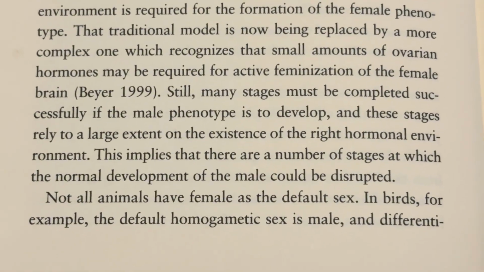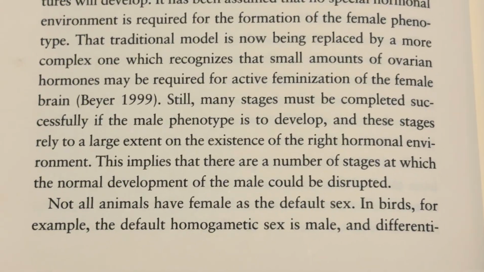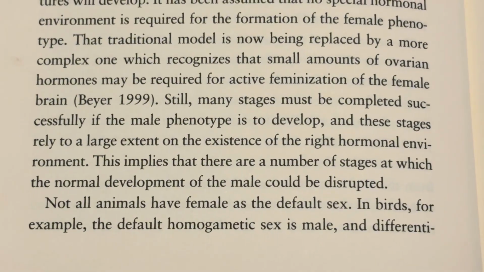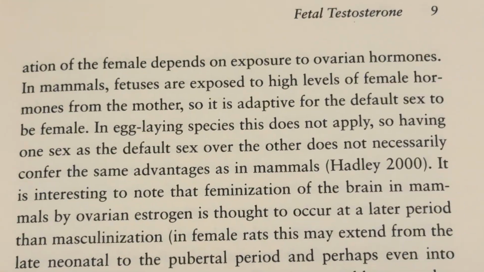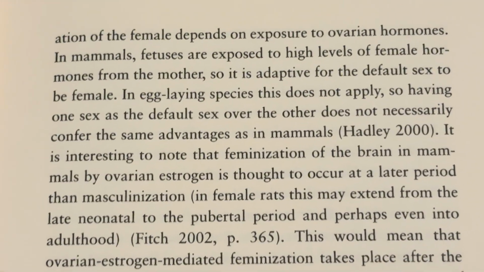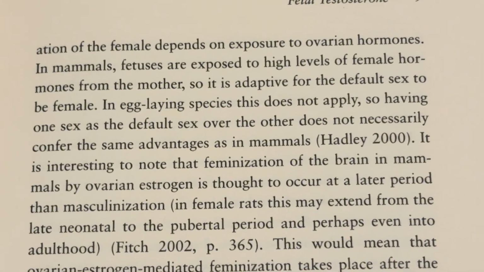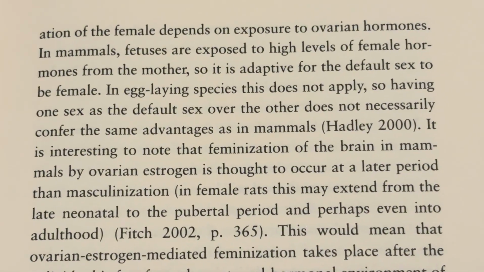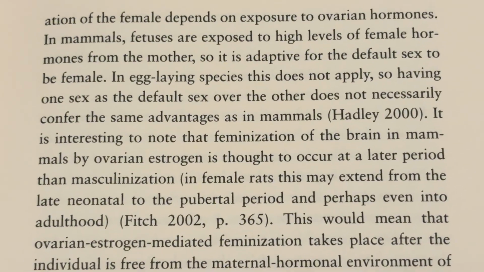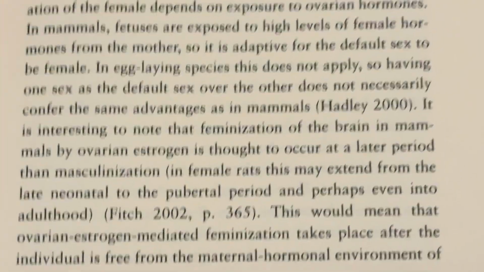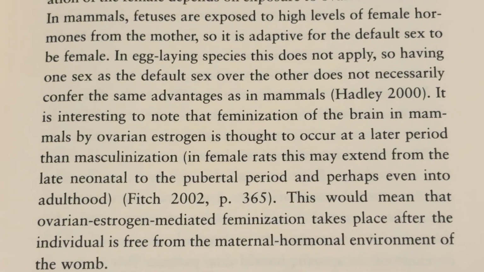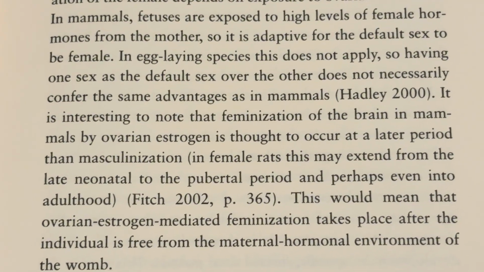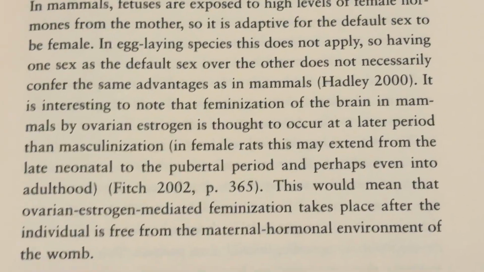Not all animals have female as the default sex. In birds, for example, the default homogametic sex is male, and differentiation of the female depends on exposure to ovarian hormones. In mammals, fetuses are exposed to high levels of female hormones from the mother, so it is adaptive for the default sex to be female. In egg-laying species, this does not apply, so having one sex as the default sex over the other does not necessarily confer the same advantages as in mammals.